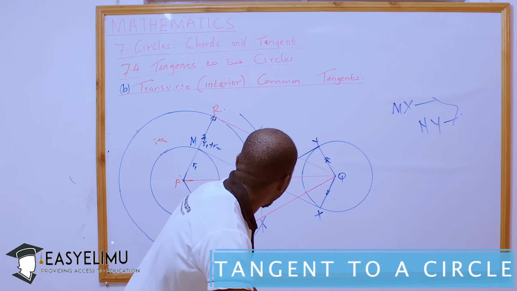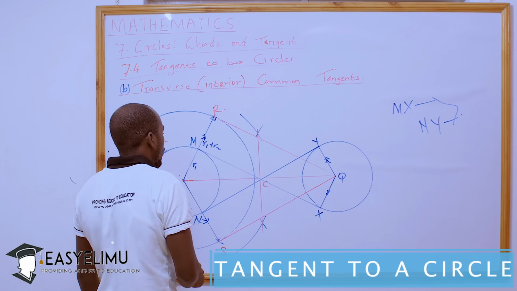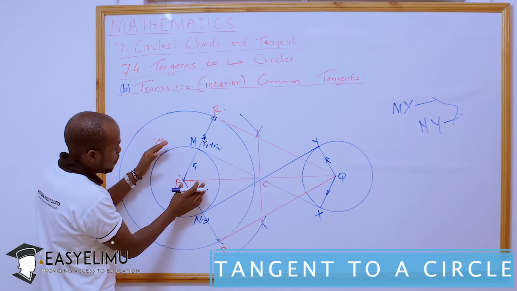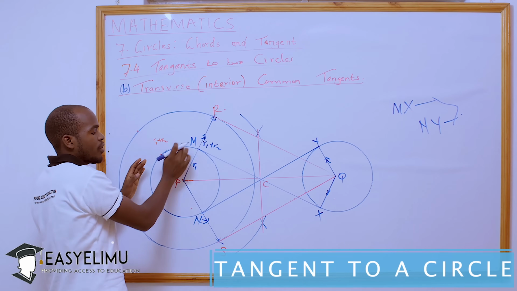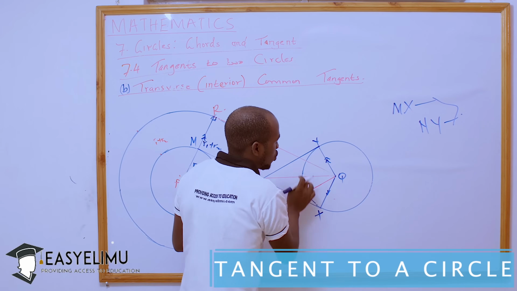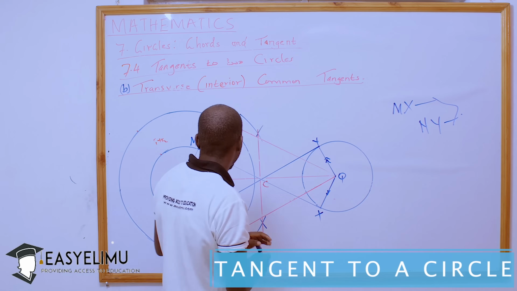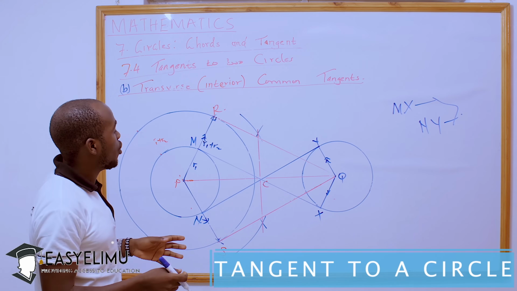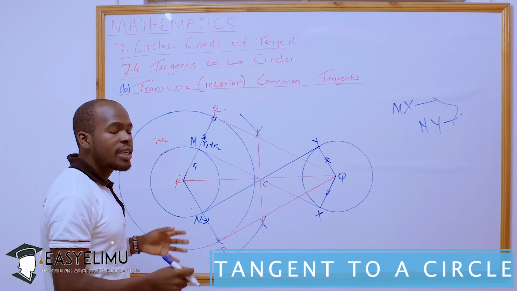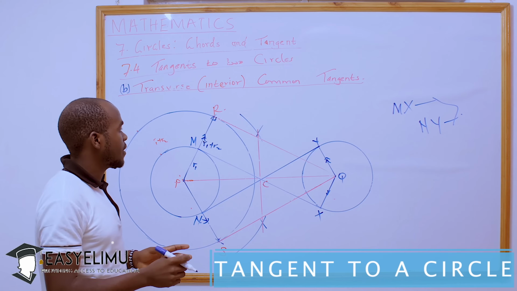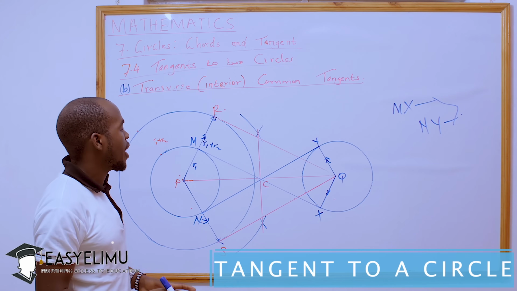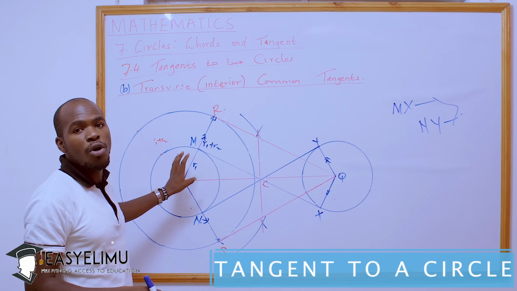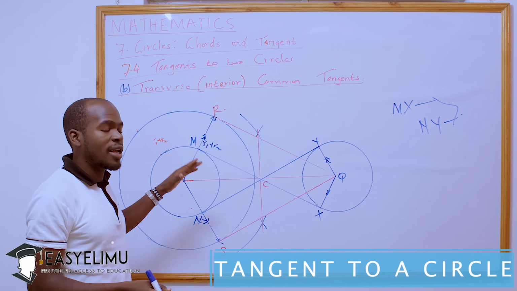You can see from what we have constructed here, we have two common tangents of the circle of radius R1, which is inside, and of radius R2, which is outside, with the center Q. So if you are asked to construct common interior tangents, or transverse common tangents, what you require is two circles, and you construct a circle whose radius is the two radii added together, R1 plus R2.